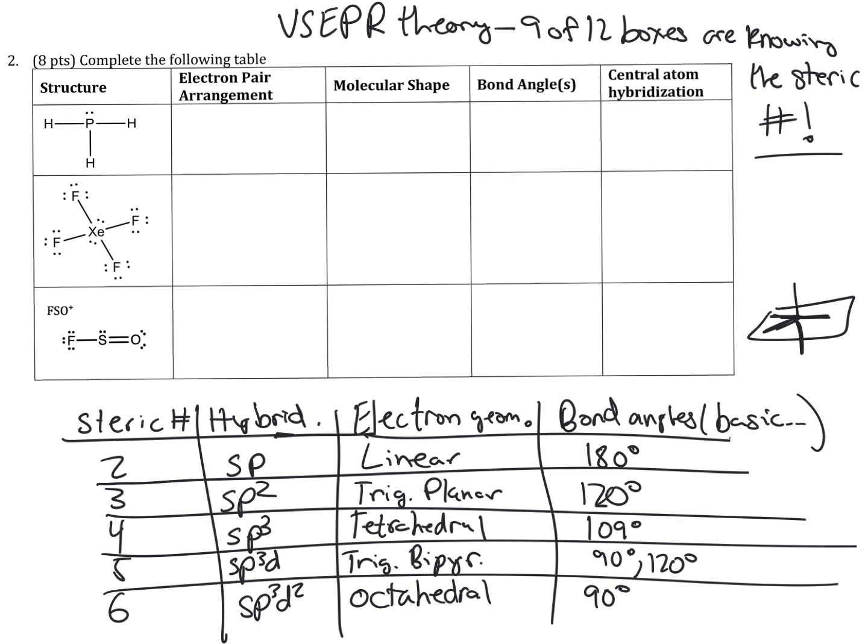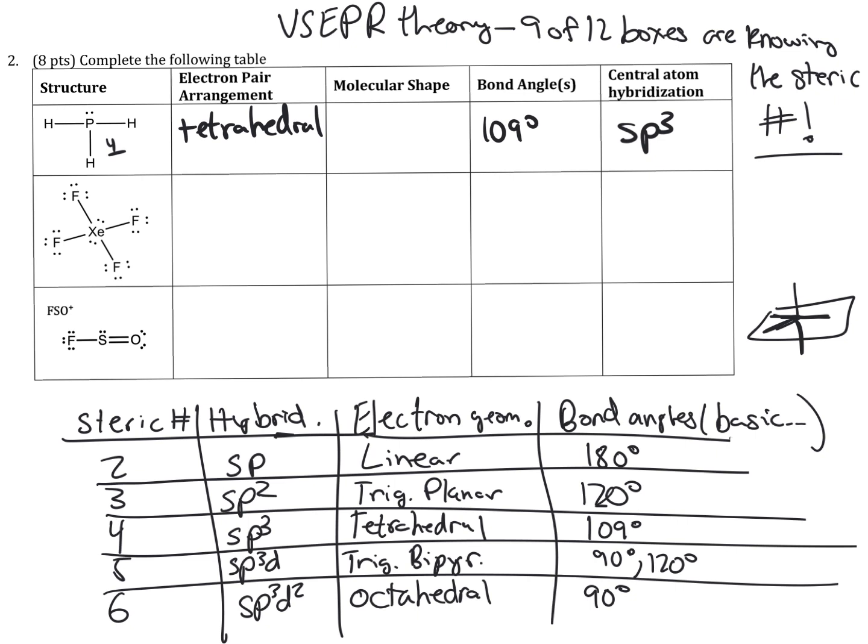Our steric number here on PH3 is 1 lone pair plus 3 bonded atoms, which is 4. That makes the electron pair arrangement tetrahedral. That makes the bond angles 109. And the central atom hybridization sp3. The molecular shape here, again, we look at that basic tetrahedral geometry.